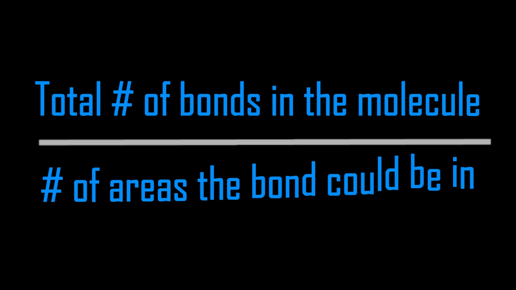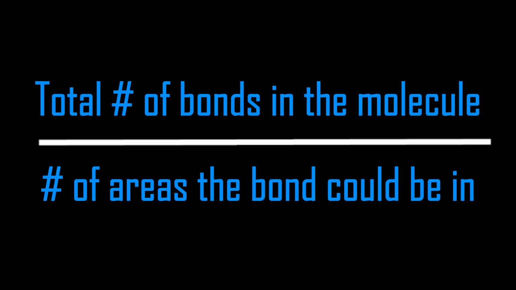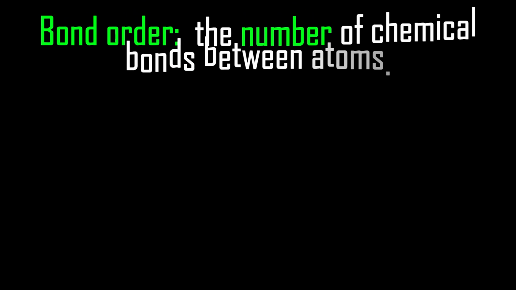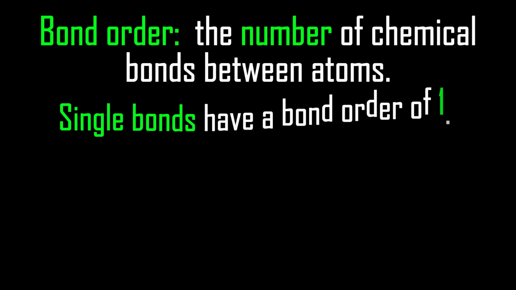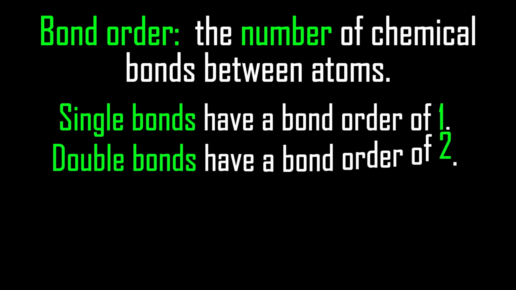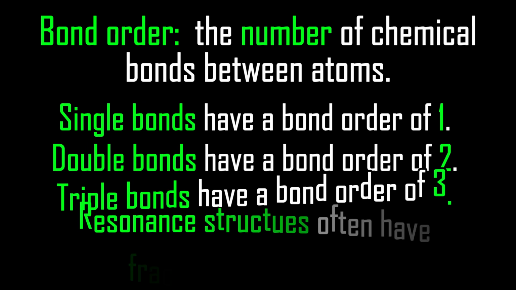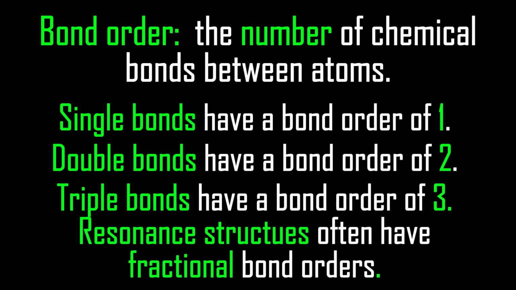We can find out the exact bond order of these bonds by dividing the total number of bonds in the atom by the number of areas the bonds could be in. Bond order is just another way to describe the amount of chemical bonds between atoms. Single bonds have a bond order of 1, double bonds have a bond order of 2, and triple bonds have a bond order of 3. Resonance structures like CO3 usually have a bond order in between these numbers.